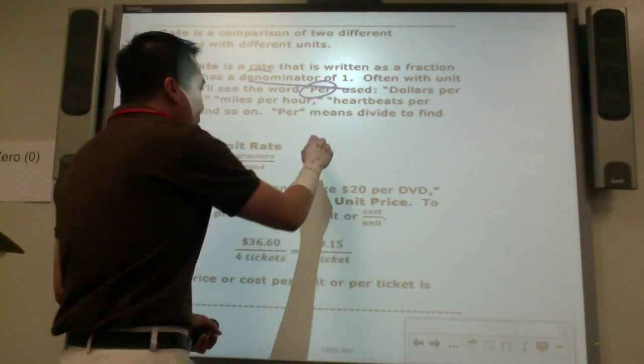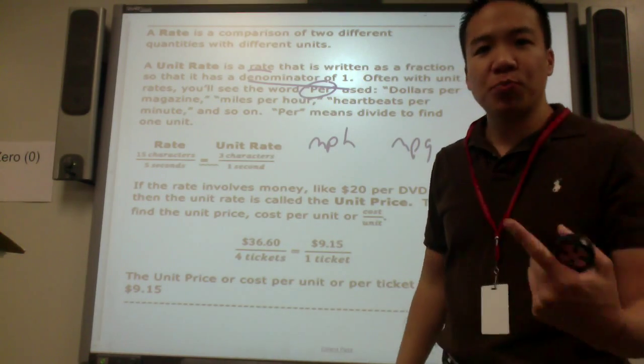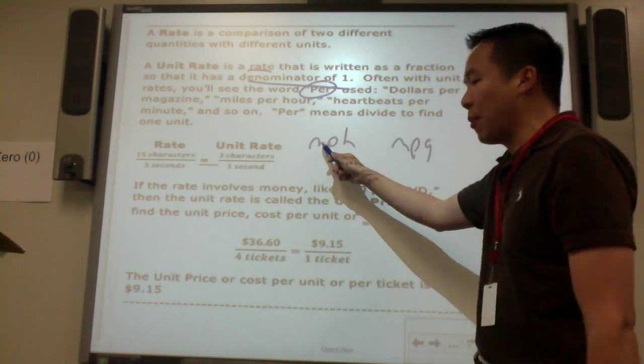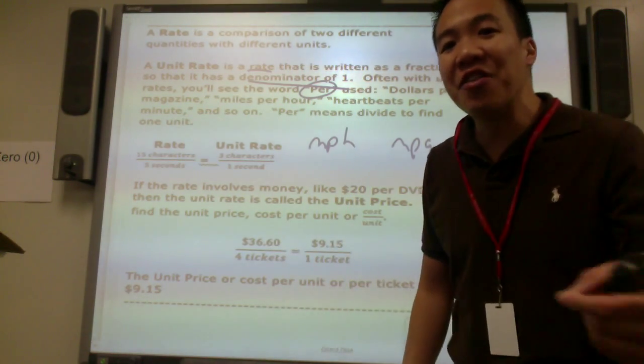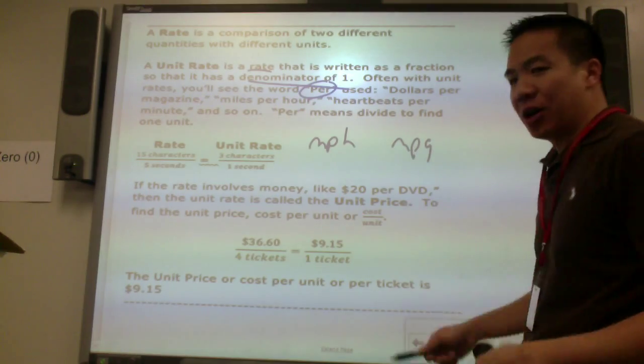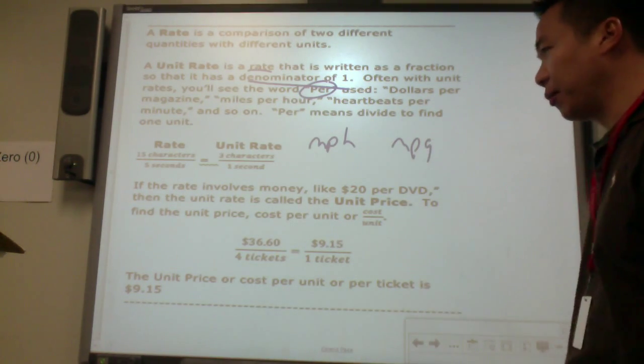Like you will hear MPH, MPG, miles per hour, miles per gallon. So it's how many miles you can drive per hour, or how many miles you can drive for every hour. How many miles you can drive for every 1 gallon, for every 1 hour.